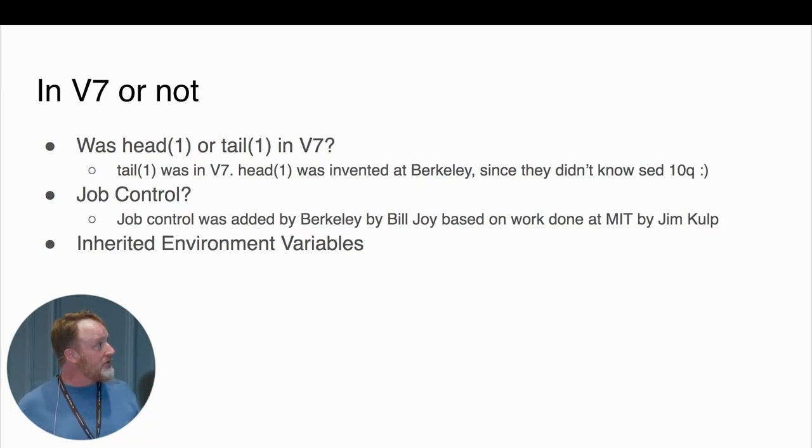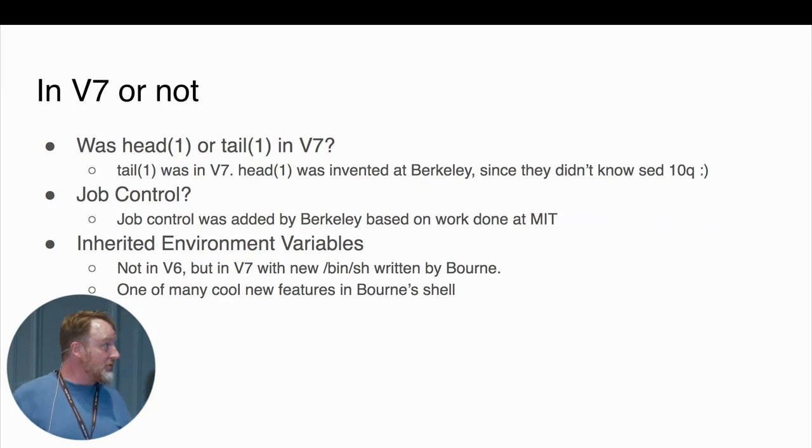So the last one is inherited environment variables, something you take for granted today. Well, that was new in version 7. It wasn't in version 6, but the Bourne shell was new in version 7, and they enhanced the kernel to have an area that they would copy from process to process to manage the environment variables, or that would be copied with the execvp command. I haven't looked in exact detail, so that might not be exactly correct, but it's close enough.